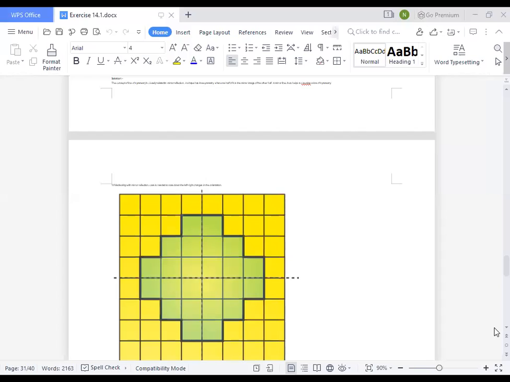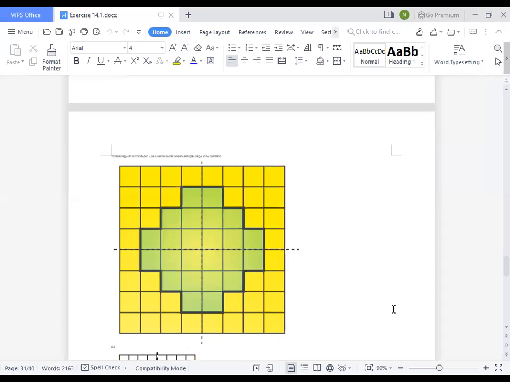The second diagram has been given like this. Draw the lines of symmetry. The line of symmetry has been given in vertical and horizontal ways, both ways. So vertically also it should be symmetric, and horizontally also it should be symmetric. So complete your figure like this.